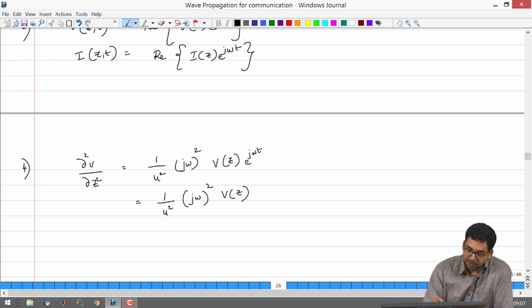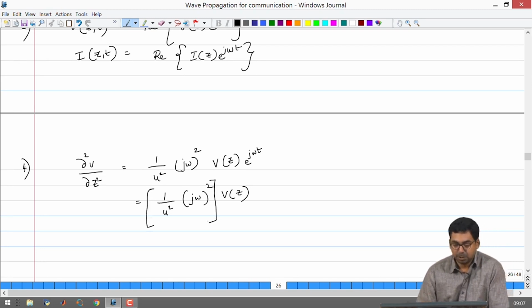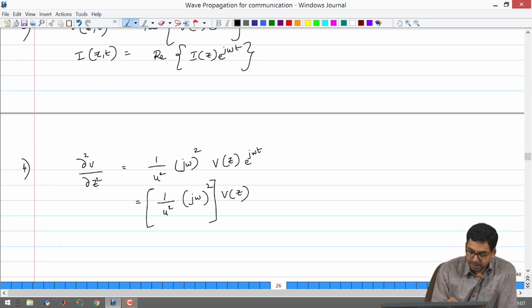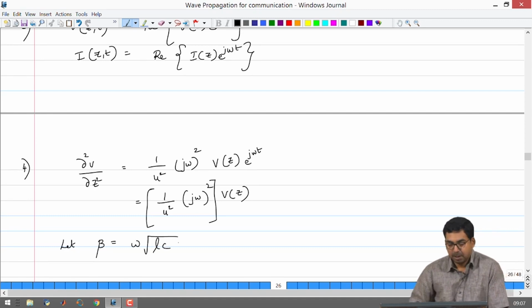And let us also define a new term for the quantities present over here. Let us say that beta equals omega square root of LC.